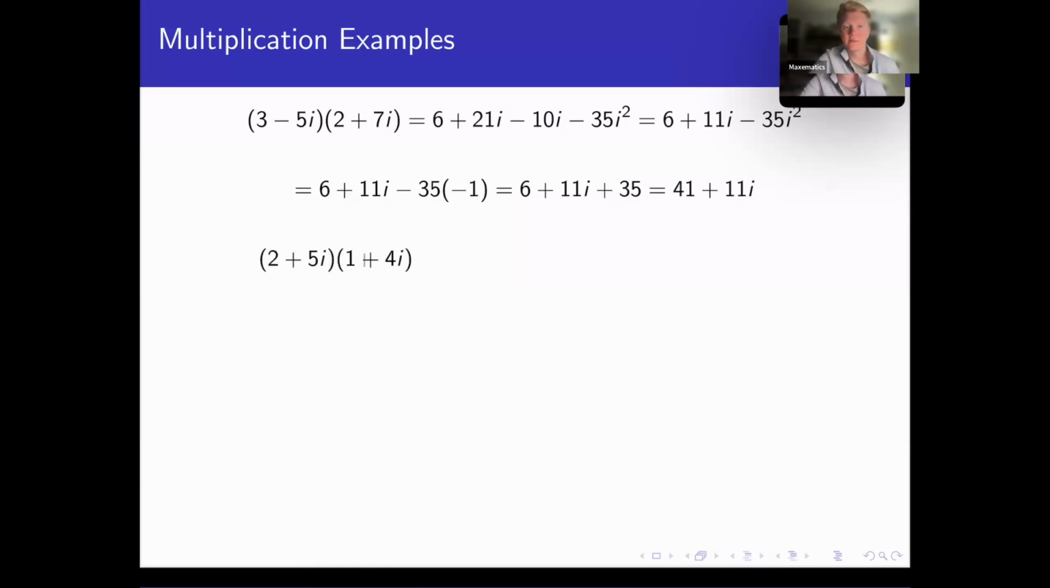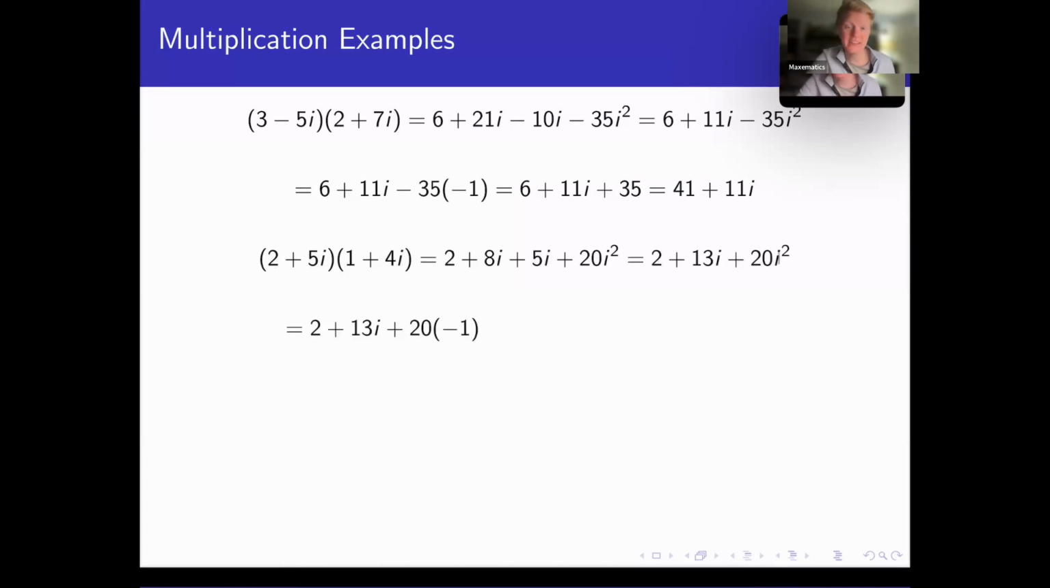2 plus 5i times 1 plus 4i. Okay, 2 times 1 is 2. 2 times 4i is 8i. 5i times 1 is 5i. 5i times 4i is 20i squared. 8i plus 5i is 13i. 20i squared, well, i squared is negative 1. So 20 times negative 1 is negative 20. 2 minus 20 is negative 18. So again, we kind of like writing the imaginary part second, 13i minus 18. It is more conventional to put the imaginary part second.